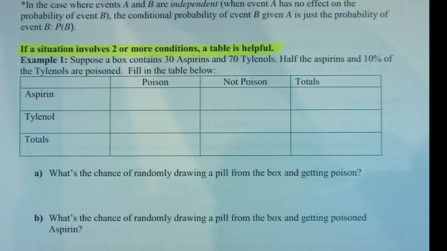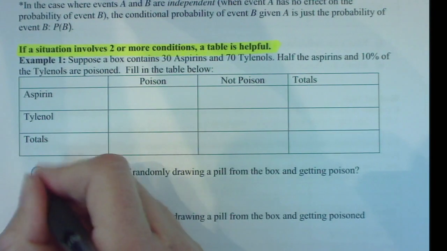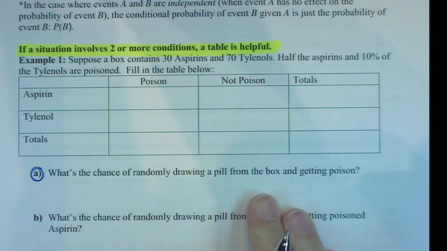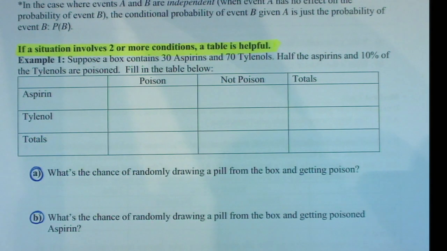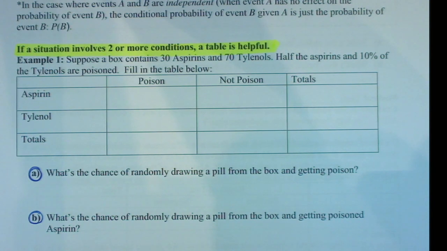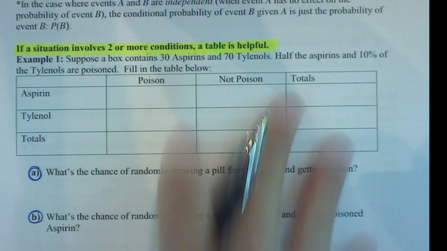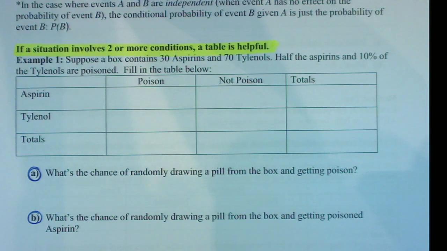Okay. So we want to ask questions like this, like, A, what's the chance of randomly drawing a pill and getting a poison? What's the chance of getting a poison aspirin? What's the chance it's aspirin given that it's poison? So there's all these complicated questions that we could ask, but the table is really going to help. So let's fill out our table first, and then we'll see how that's going to help us with the question.